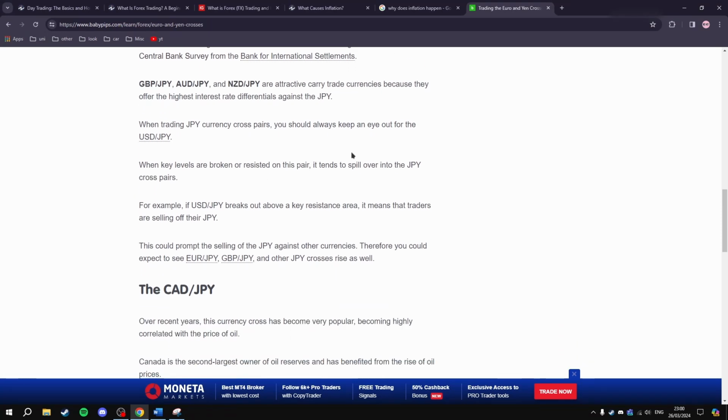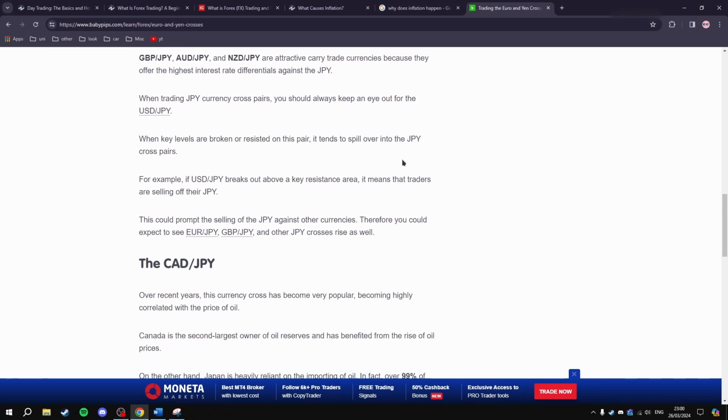When trading JPY currency cross pairs, you should always keep an eye out for the USD/JPY.